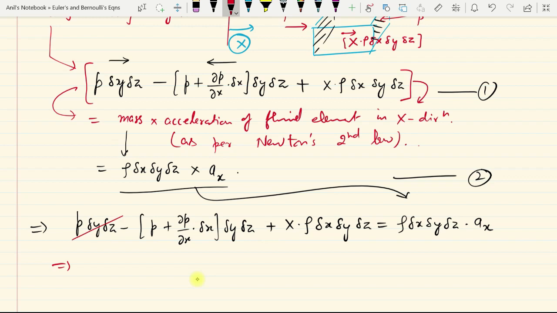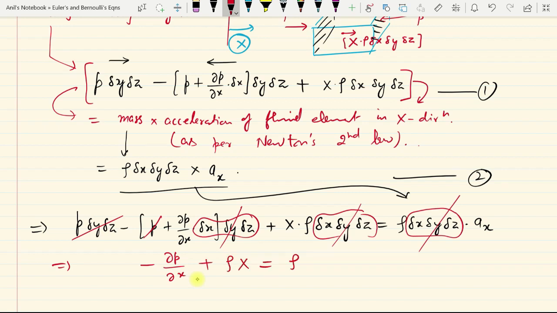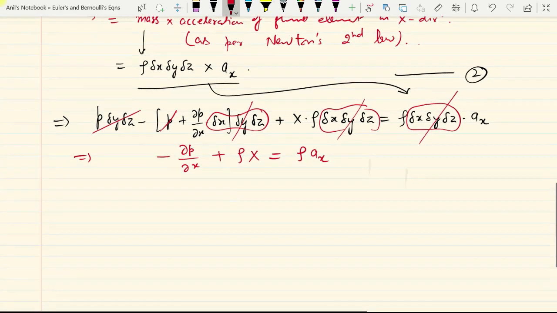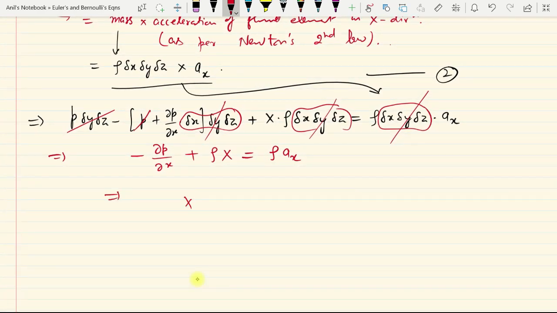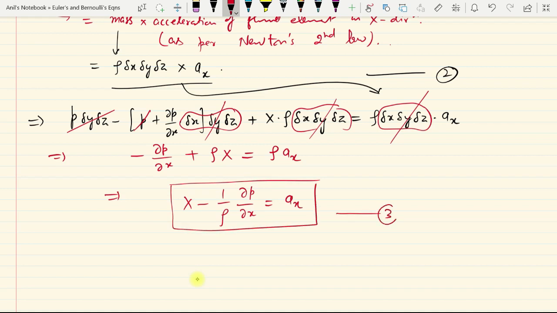This term is struck off here, and we get these also struck off, they're also gone. So we are left with minus del p by del x plus rho into X is equal to rho into ax. So in simple terms we can write it like this: X minus 1 by rho del p by del x is equal to ax. So this is one of the equations, equation 3.